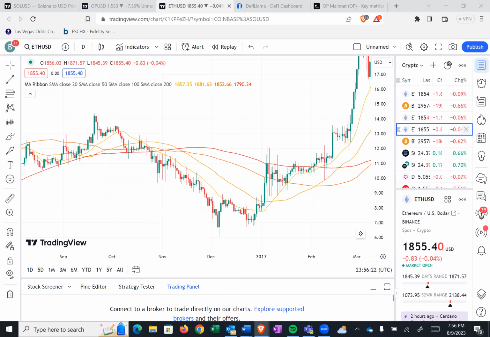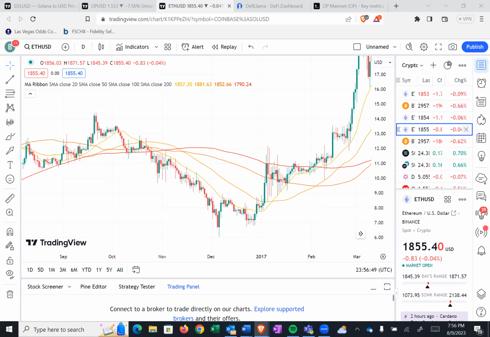Today I want to be going over what type of bull run we might be looking at here. We're going to look at a few different things. Right now, you're probably wondering, what is this chart that I'm looking at? This is actually the Ethereum chart from 2016, 2017, right before the massive bull run.